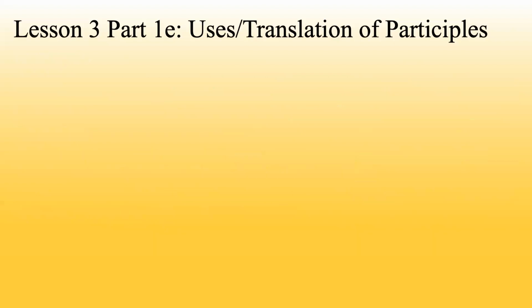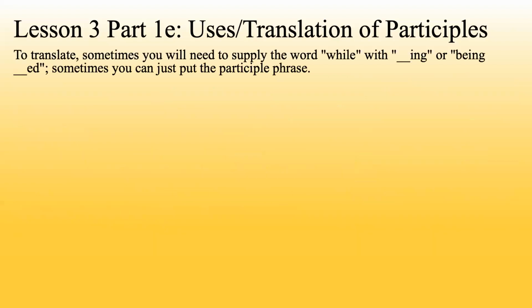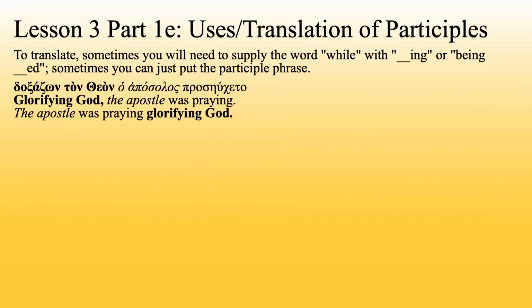To translate, sometimes you'll need to supply the word while with ing or being blanked. Ing for active, being blanked for passive. Sometimes you can just put in the participle phrase, but sometimes you need that while.